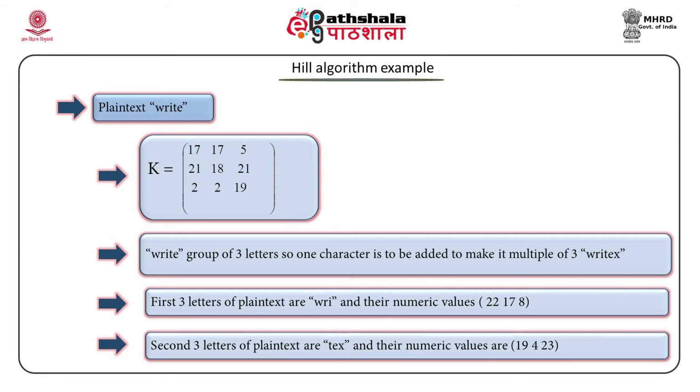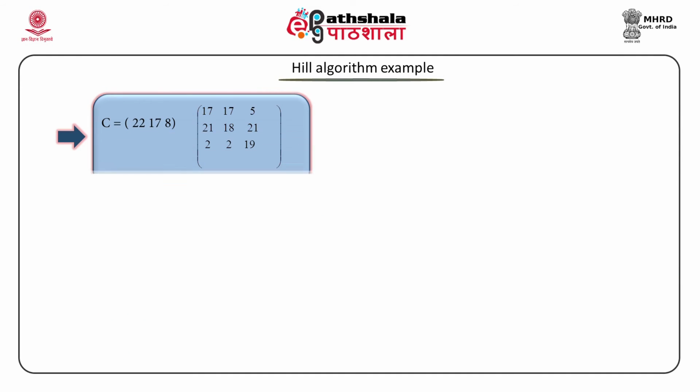P is the plain text. Take 3 letters of the plain text, that is W, R, I, which is 22, 17 and 8, and the key is a given 3 by 3 matrix. Let me remind you, when you take a key, it should have an inverse, because when we do decryption we would be using the inverse of the given key.